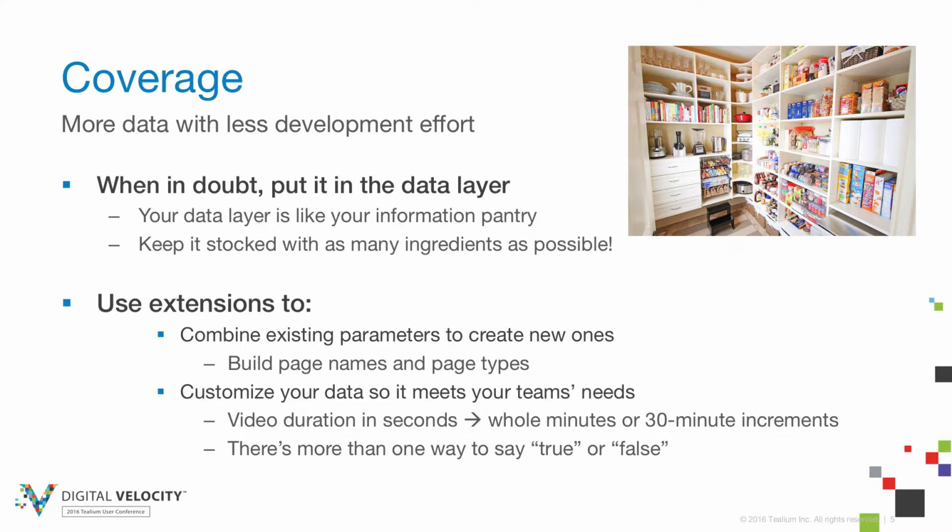For example, your research team might need to be able to see video duration in whole minutes. But your CRM team wants to target users based on their consumption of 30 versus 60-minute videos. So how do you do that? At A&E, what we do is we pass in a video duration parameter that's set in a value of seconds, and then we use Tealium to format that one data parameter into 2, 3, 4 different parameters that we then send into Adobe and our data management platform.